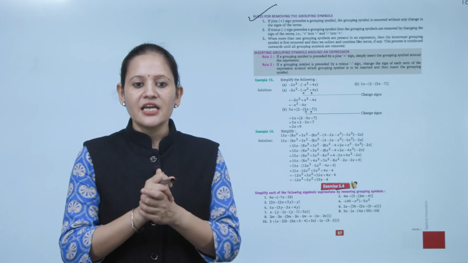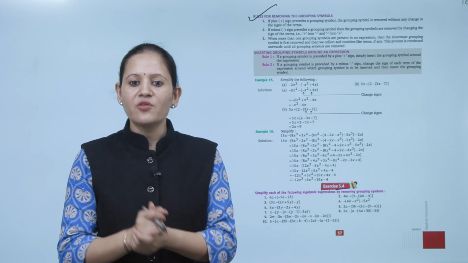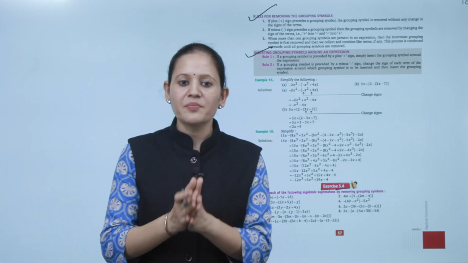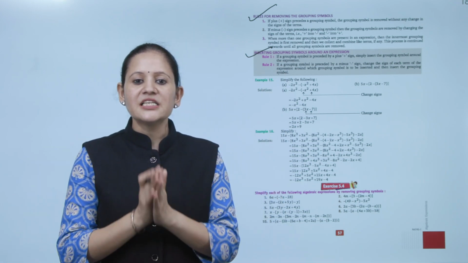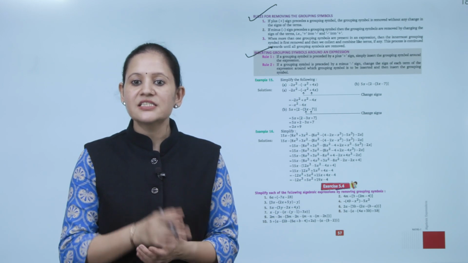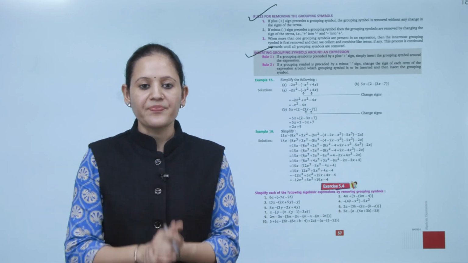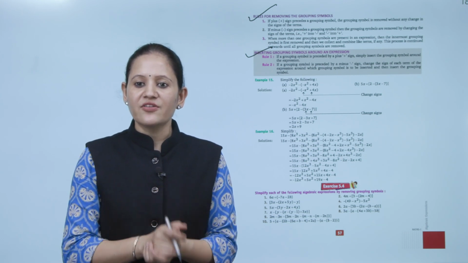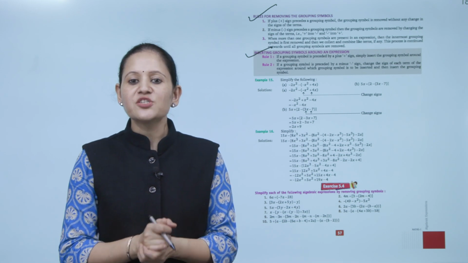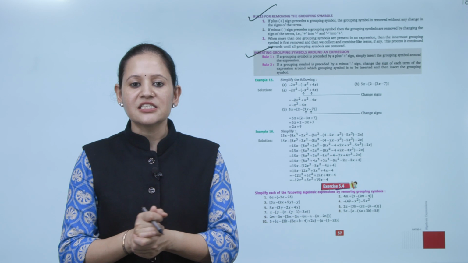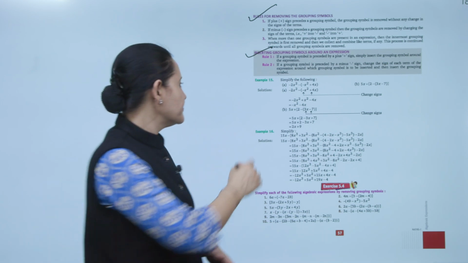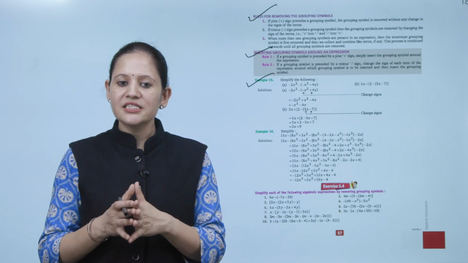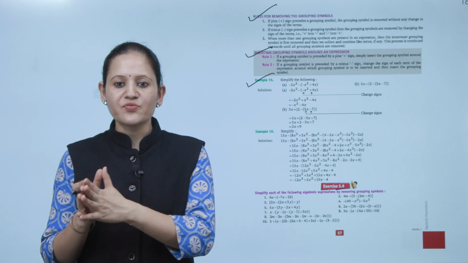Next is inserting grouping symbols around an expression. Rule number 1: if a grouping symbol is preceded by a plus sign, simply insert the grouping symbol around the expression. Rule number 2: if the grouping symbol is preceded by a minus sign, change the sign of each term of the expression around which the grouping symbol is to be inserted and then insert the grouping symbol. We'll take an example. Simplify the following: minus 2x square minus bracket minus x square plus 4x.